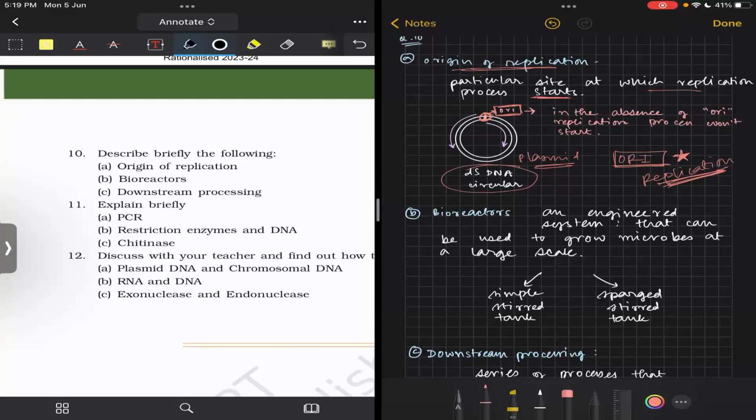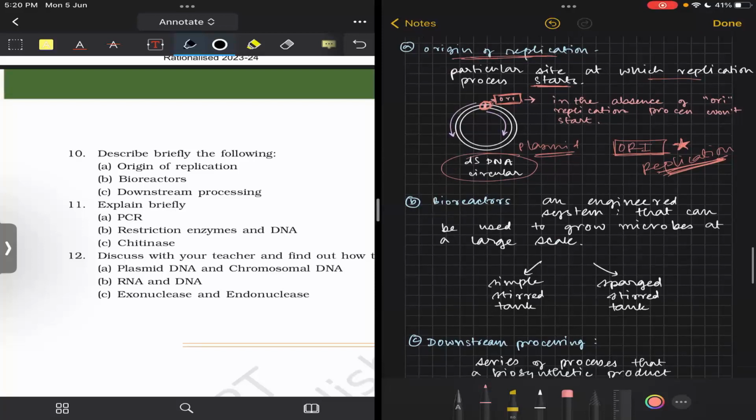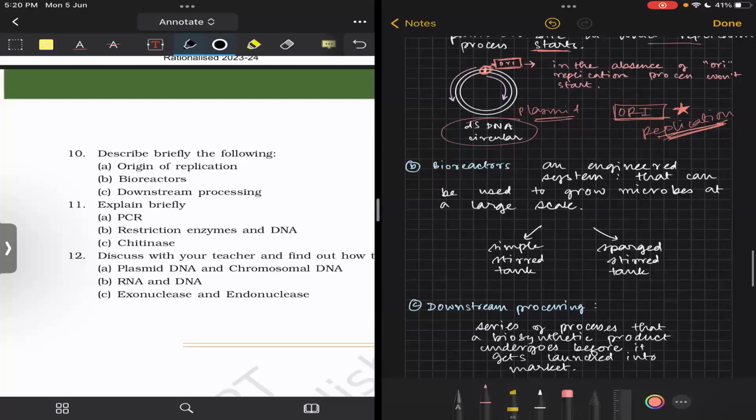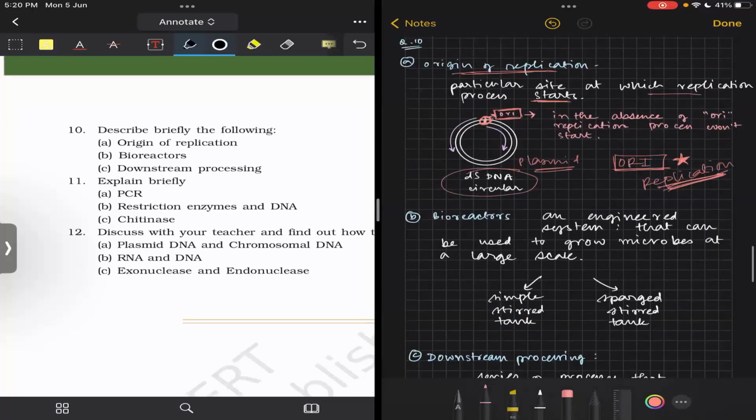And even after inserting such a plasmid into the bacteria, we won't be getting any protein from it, because the plasmid won't undergo any replication process inside the cell. And if it doesn't undergo any replication process inside the cell, it won't produce any protein, and we won't get any product. So the entire process will be wasteful. So we have to keep in mind that ORI must be present in the vector in order for a successful RDT process. So this was origin of replication.